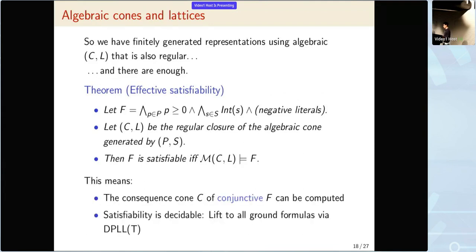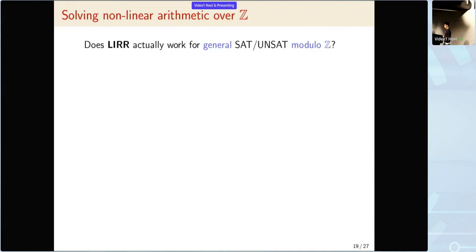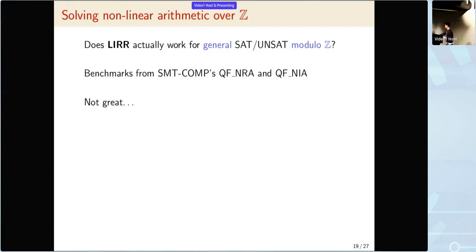Since everything here is computable, this means that the consequence cone C of a conjunctive formula F can be computed. And because of DP-LLP, we can leave this to test satisfiability of all ground formulas. So at this point, we have a theory solver. You may wonder if it actually works for general satisfiability tasks modulo the standard theory of integers. So we ran benchmarks from SMT-COMP, QF_NRA, and QF_NIA. The short answer is that it's not great.